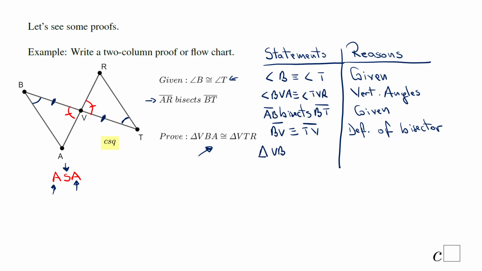So the last statement should be the easiest one in case you need to fit it in a proof. And what will be the thing here? By angle side angle, these two triangles are congruent. And like I said, you can take these two-column proofs and try to do a flow chart.